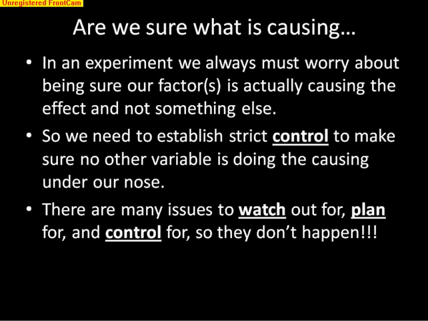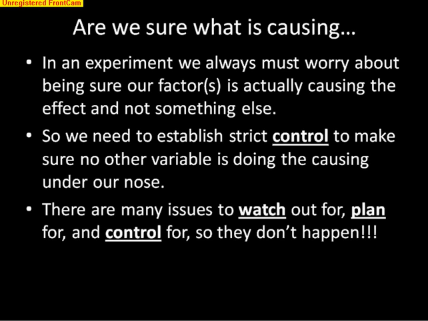One of the biggest things in an experiment is the idea of control. I mean, this is extremely, extremely important. Why do we need control in an experiment? Because control allows us to get rid of confounding or lurking variables. We always must worry about being sure that our factor, calcium pill, is actually causing the effect and not something else. So we need to establish strict control to make sure no other variable is doing the causing under our nose. Okay, there are many issues to watch out for, plan for, and control for so they don't happen.